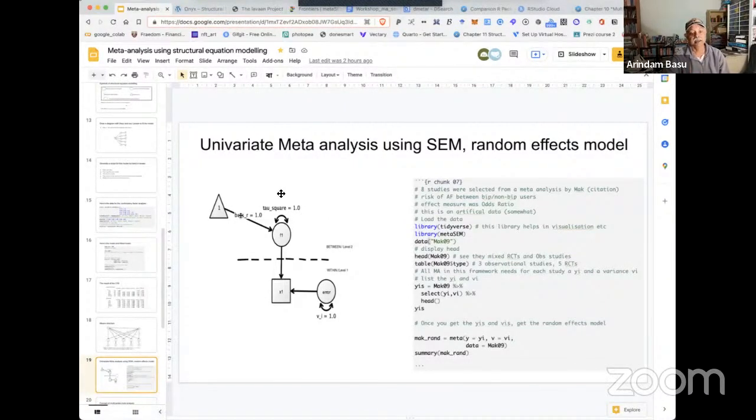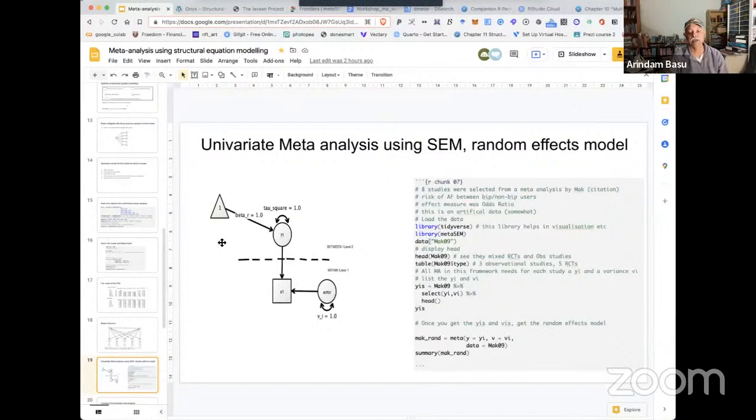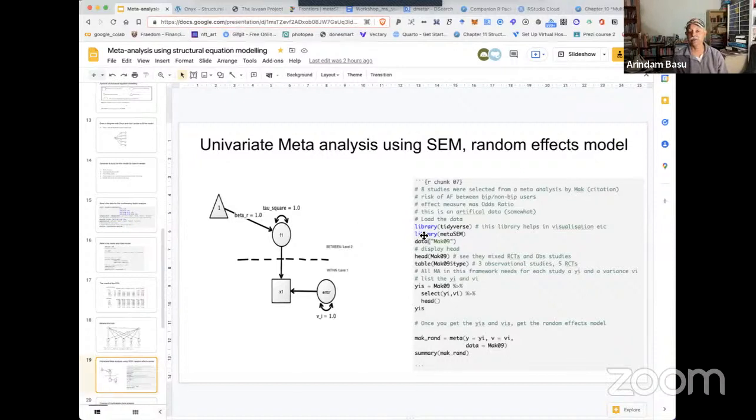And so we can put this in the language of meta-analysis using structural equation modeling, using a library called metaSEM. So metaSEM is the package which will make doing these things a little easier for us. There is a data set built in metaSEM called MAK09.